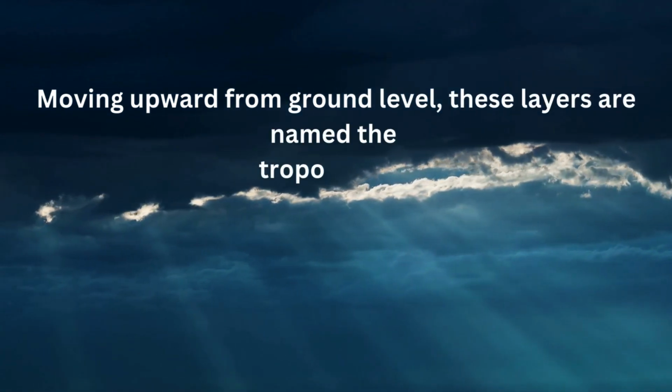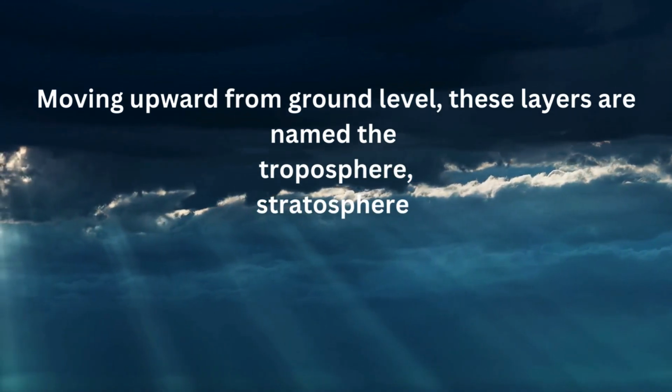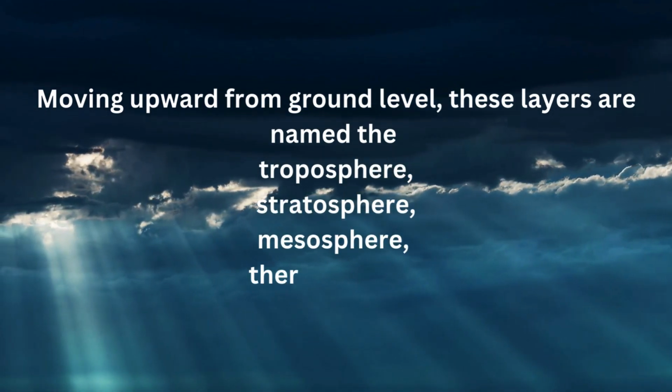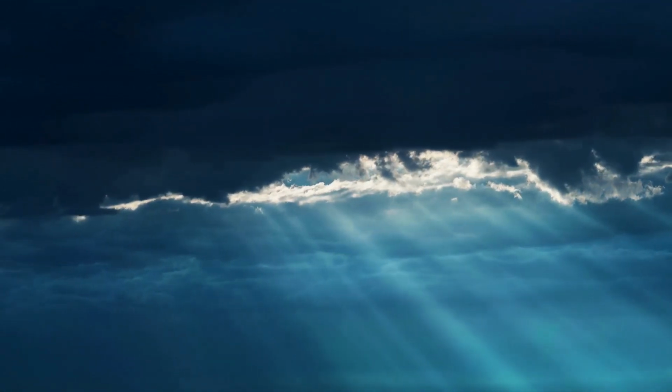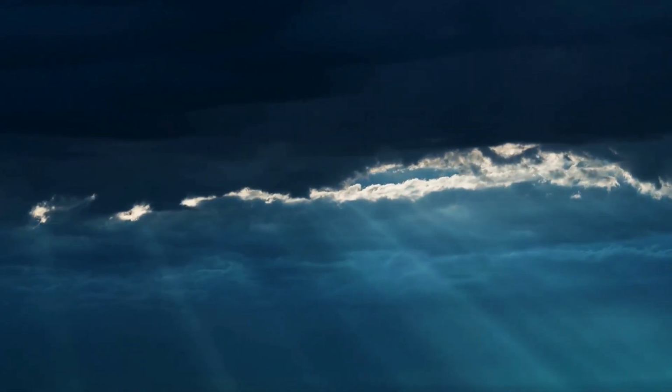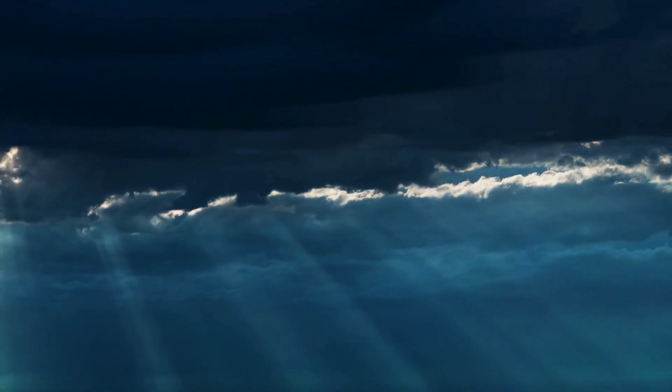Moving upward from ground level, these layers are named the troposphere, stratosphere, mesosphere, thermosphere, and exosphere. The exosphere gradually fades away into the realm of interplanetary space. The atmosphere's division of layers depends on how temperature changes with height.